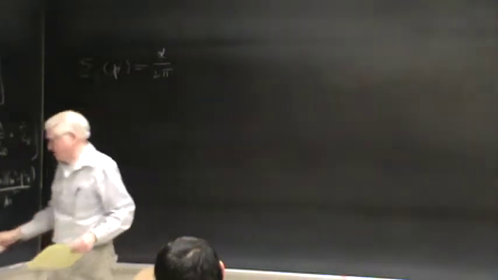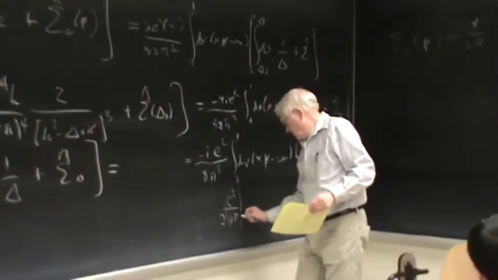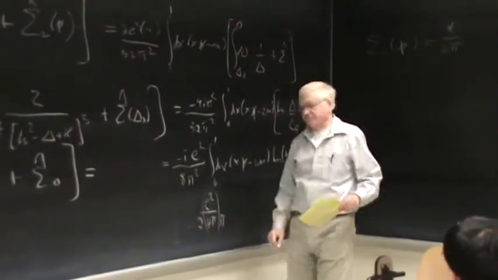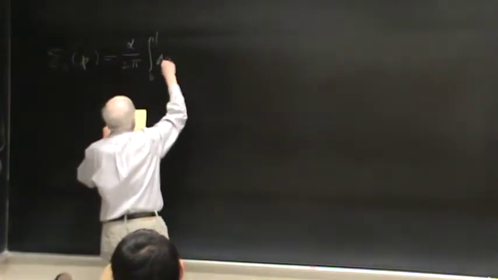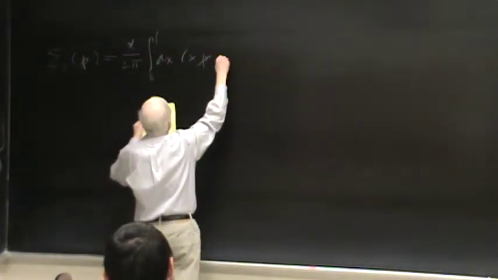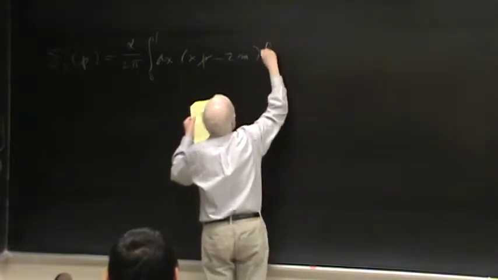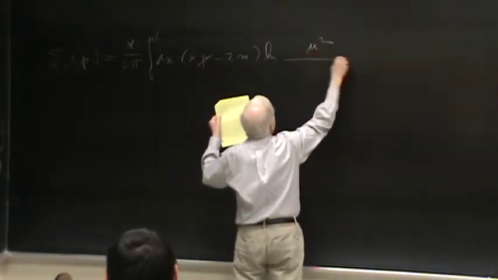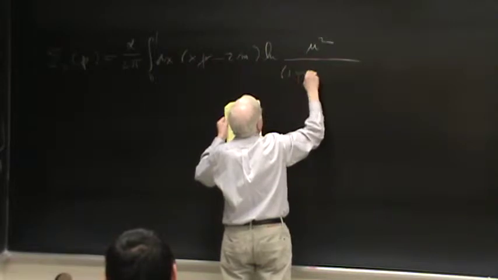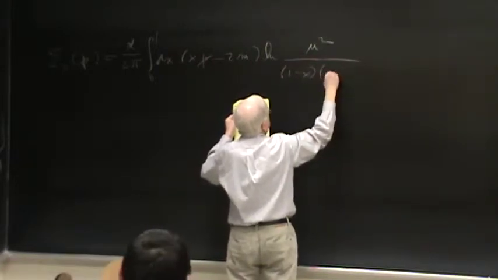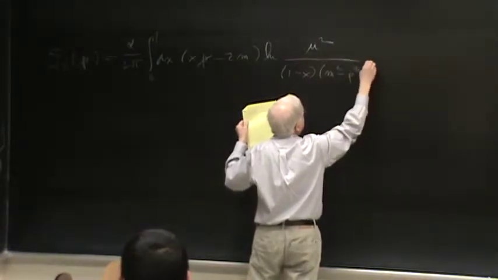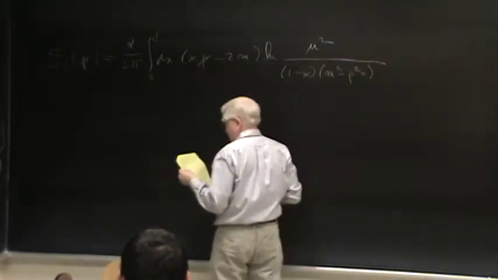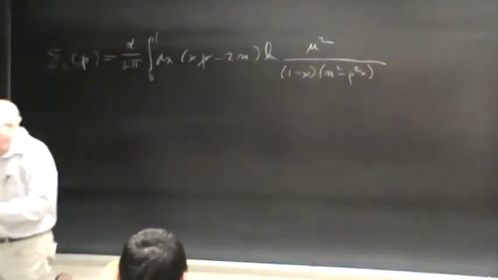Oh, sorry, this was a pi squared. Well, there. Alpha over 2 pi, integral 0 to 1 dx, x p-slash minus 2m log u squared over 1 minus x m squared minus p squared x. All right, so that's what we get.